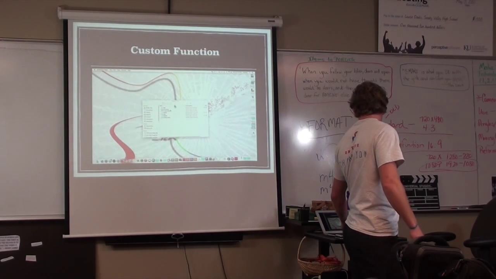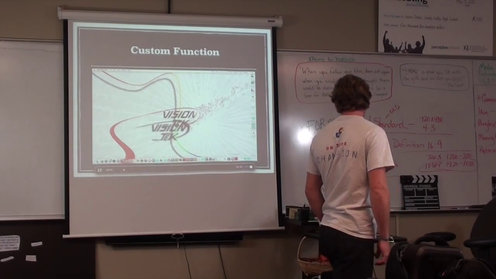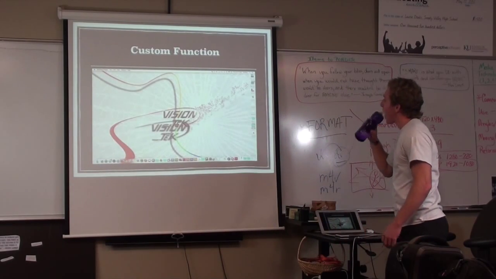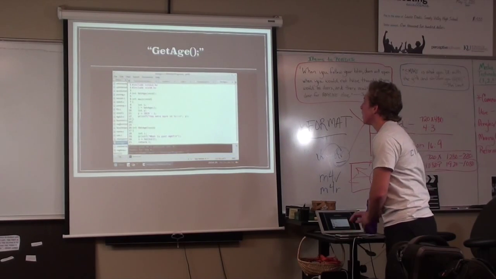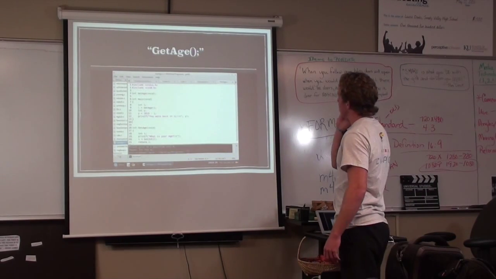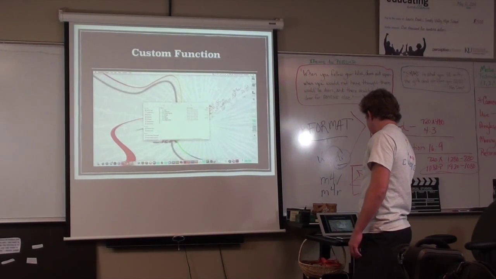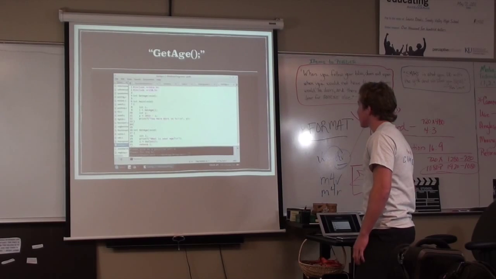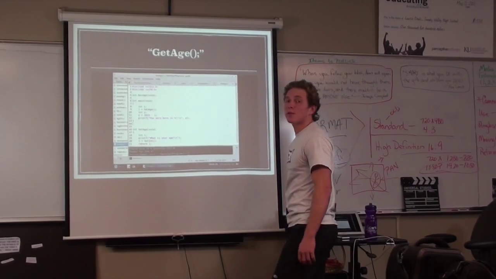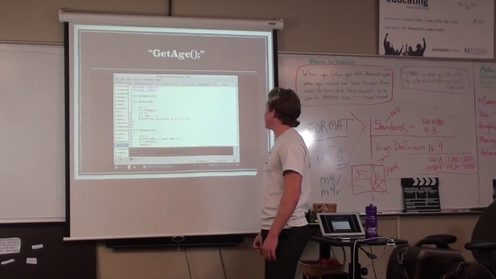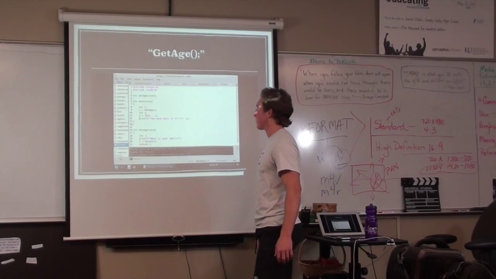And this is a custom function. This is get age. This is a function that I made on my own. Basically, it'll ask you what year you were born in, and then it'll tell you how old you are.